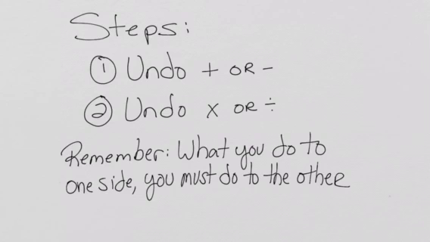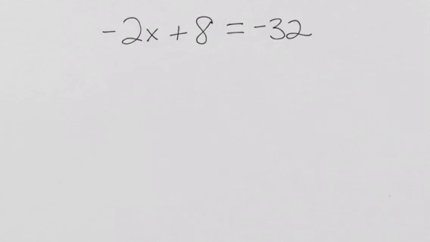What do I mean by undoing? Well, we're basically going to be doing inverse operations. You'll see what I'm talking about. Just remember, whatever you do to one side, you have to do the other. All right, let's start with our first equation.